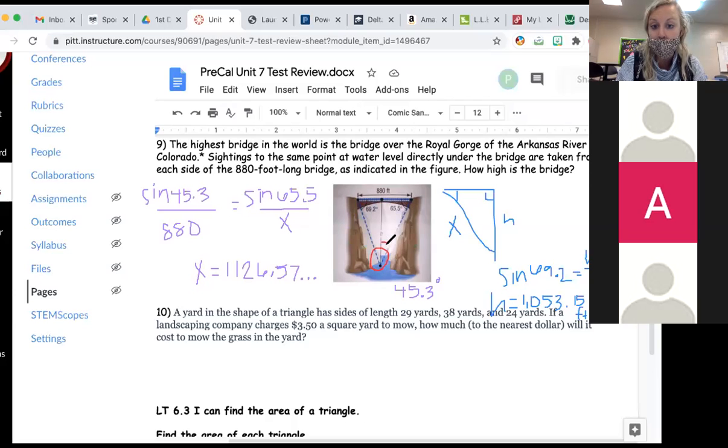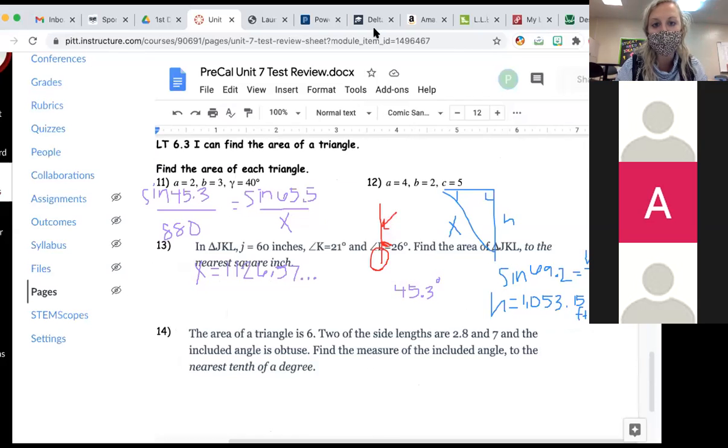If you had been able to find just this little angle, then you could use just this little side in the proportion. But we found the whole angle. So that goes with the far side of the whole triangle. Okay? Okay. All right. So let's look at 14 and then y'all are good to go.